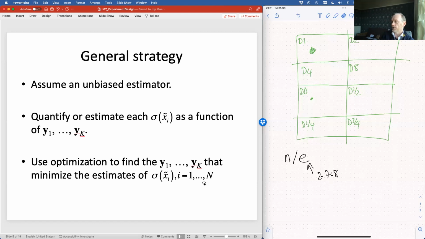And then we're going to try to quantify the standard deviation of each of our maximum likelihood parameter estimates as a function of the experiment design, as a function of the set of device settings that we use to acquire our measurements. And once we've done that, we've set ourselves up an optimization problem, which allows us to search for the combination of these Ys, these device settings or independent variables, that minimize these estimates of the standard deviations of our parameter estimates, or in other words, maximize our confidence in those parameters.